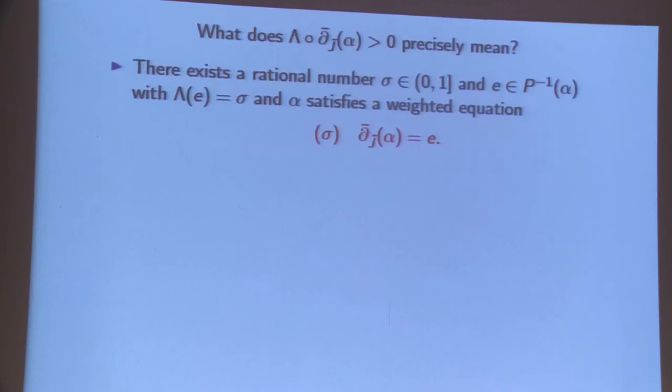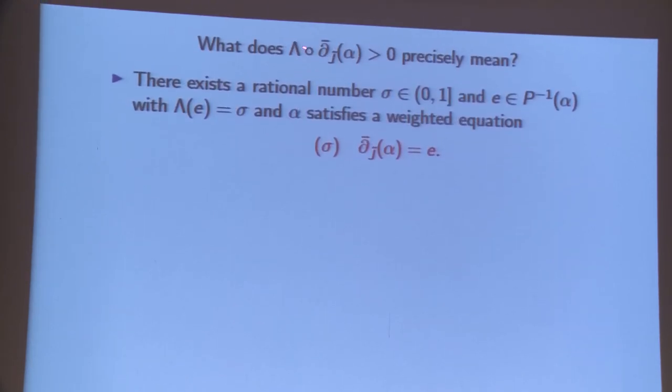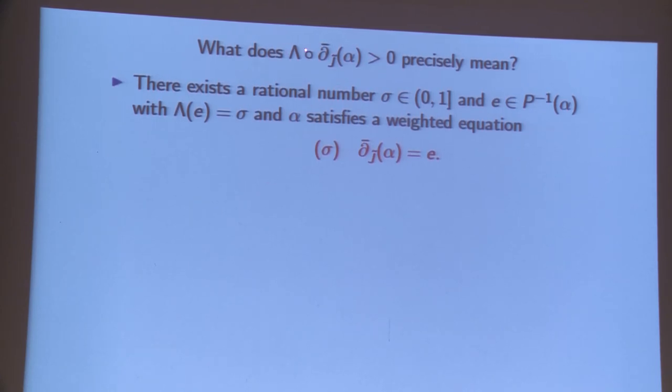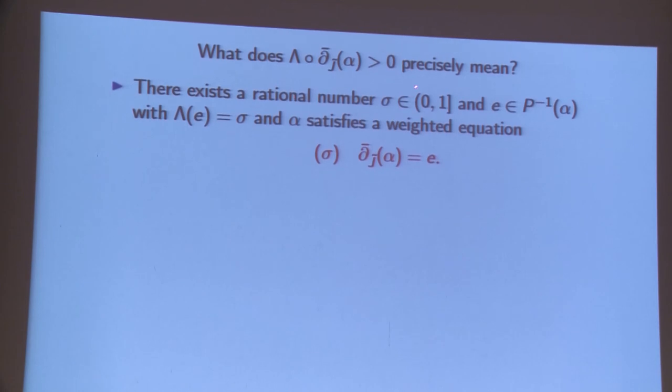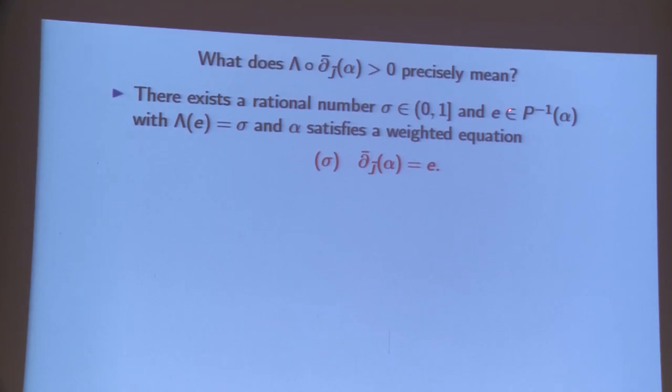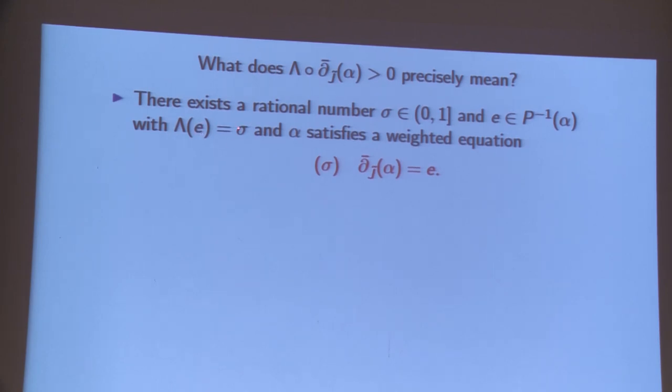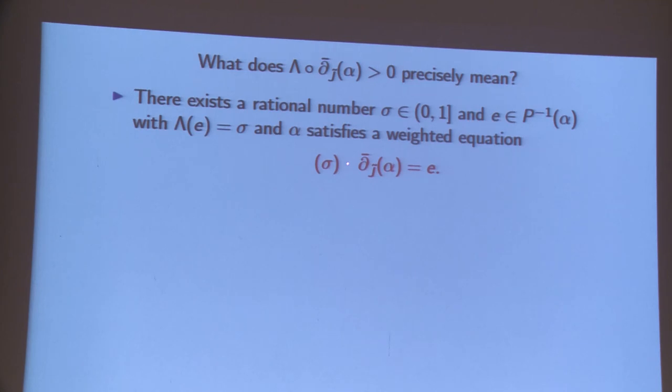So what does that now mean, let's just discuss what it means if this is positive on an object. First of all, it means there exists a rational number sigma, positive, and a vector in the fiber over that object, so that lambda of E is E, and alpha satisfies this equation here with a weight sigma. Yeah, sigma is a number associated to this object alpha.